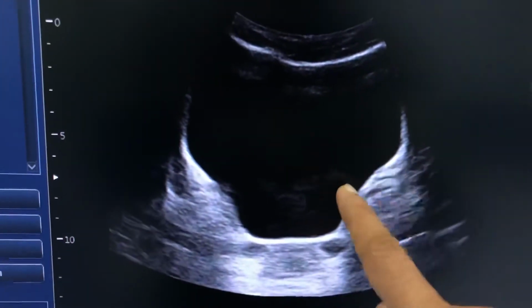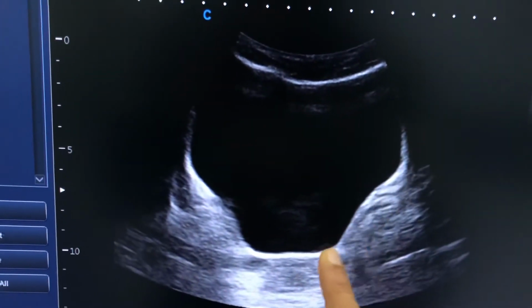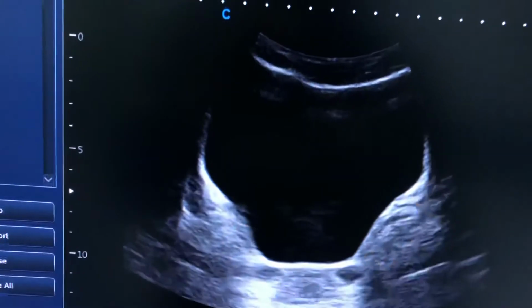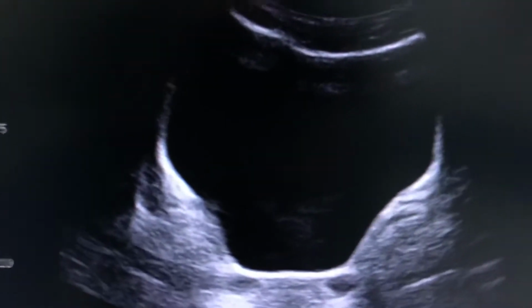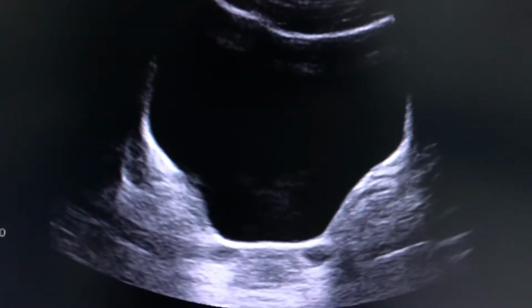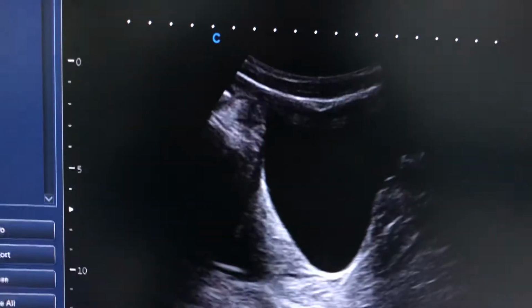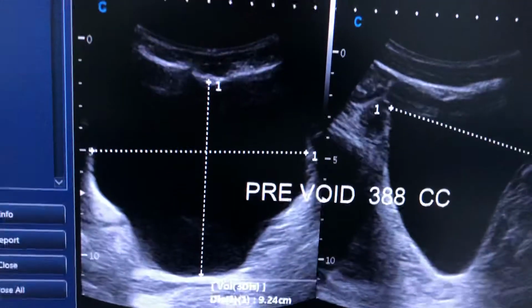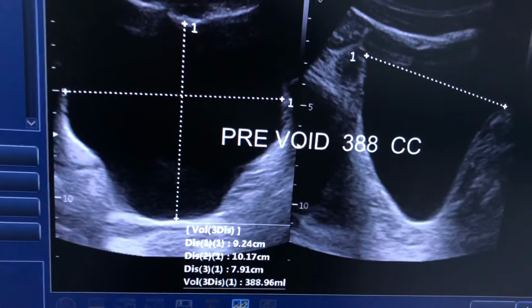So this bladder, its margins are like this, the shape is like this, and the pre-void volume of this urinary bladder was around 400 cc, which is called an over-distended bladder. Here the pre-void volume is 388 ml.